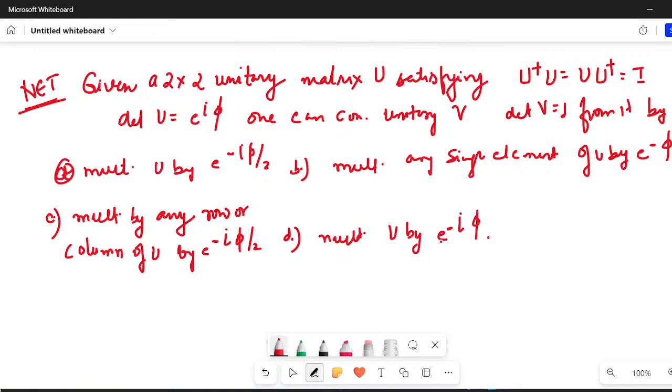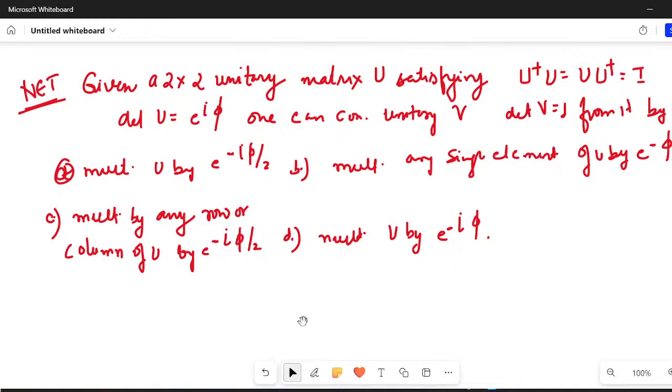It says that given a unitary matrix U, which satisfies the necessary condition for unitary matrices, that is U dagger U is equal to U U dagger is equal to identity. This is how the questions are written in your NET exam. It is given that the determinant of U is equal to e to the power iota 5, and it is asked that one can construct a unitary matrix V with the condition that determinant of V is equal to 1 by multiplying U by e to the power minus iota 5 by 2, or by any other single element of U by e to the power minus 5 and all those things.